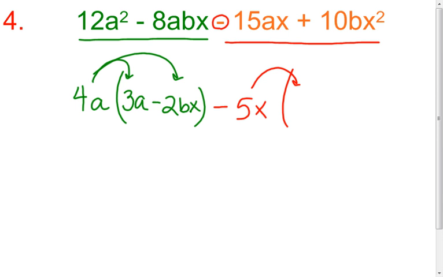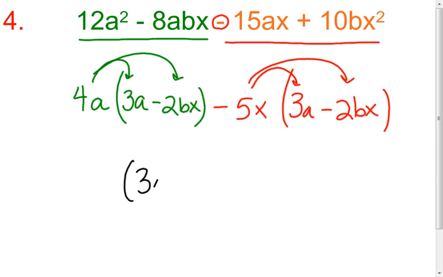Negative 5x times 3a gives me negative 15ax. Negative 5x times negative 2, negative 5 times negative 2 gives me positive 10. And then you need a b, and you need one more x. Okay? And now you can see that you have, in both the green and the red, a 3a minus 2bx.